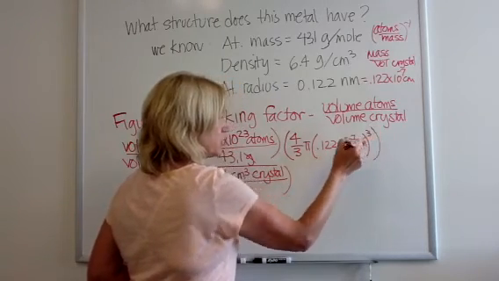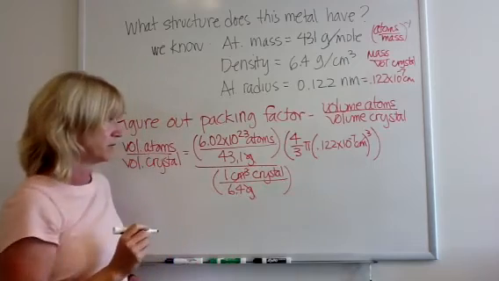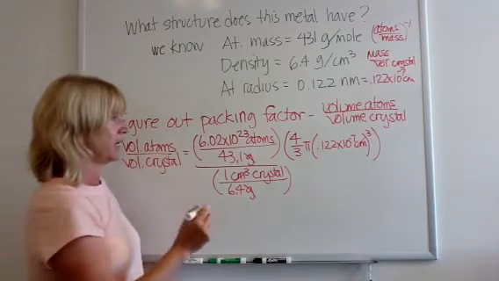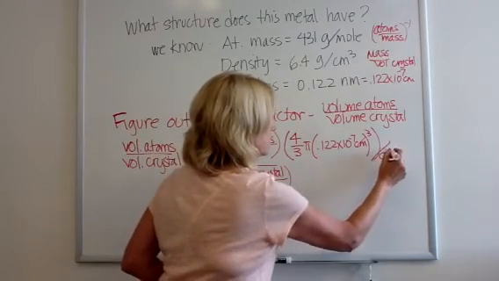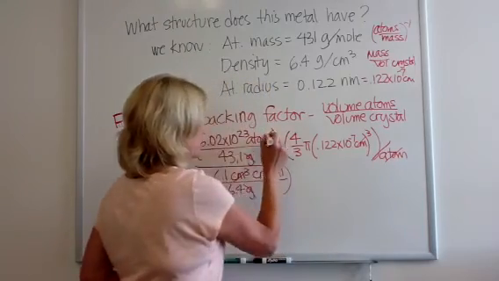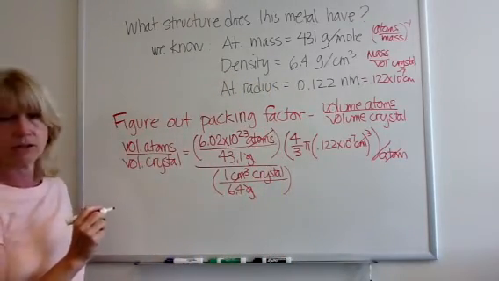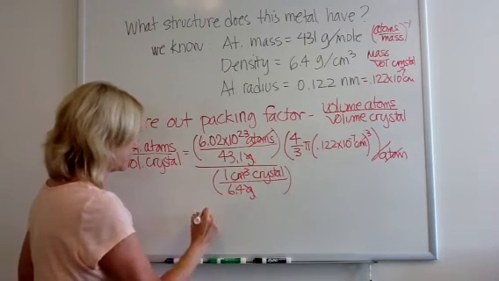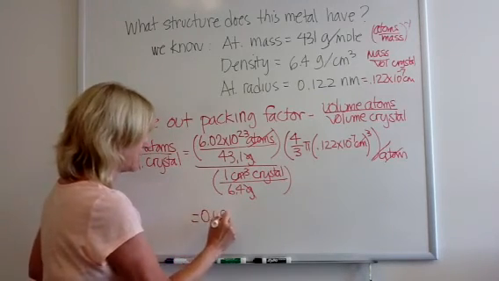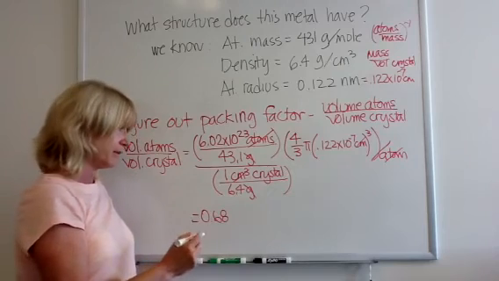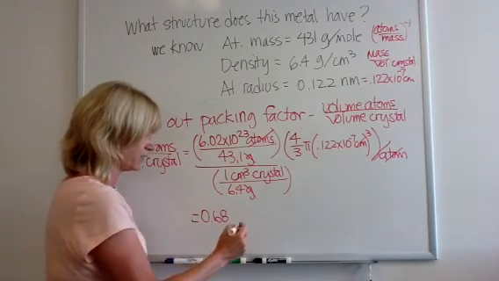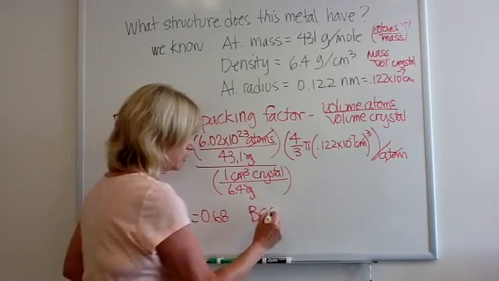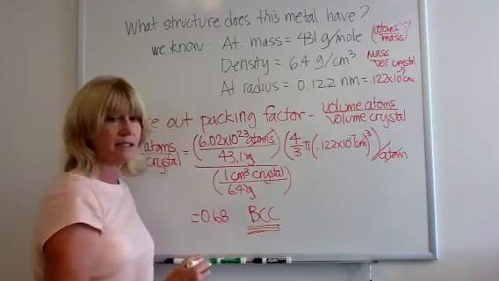Now we've got centimeters cubed in the top, centimeters cubed in the bottom, and this is per atom. Atom and atom, all the units cross out, which is what we want, and if we crank through those numbers, we get that this is 0.68, and the only system that has this for its packing factor is BCC. So our system is a BCC system.